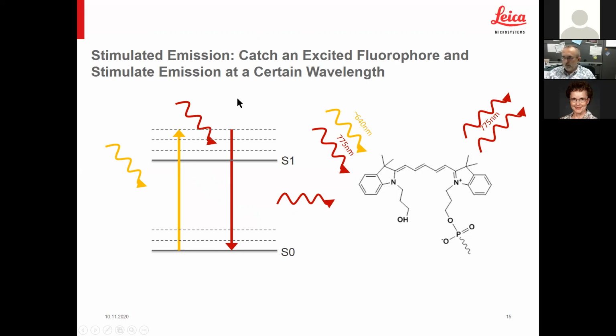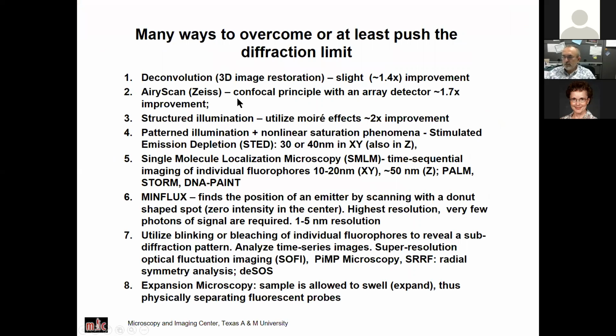And that's part of the STED super resolution principle. So well, you'll hear about it a little bit more. But there are many ways to get over the diffraction limit. So first, I just listed them here.